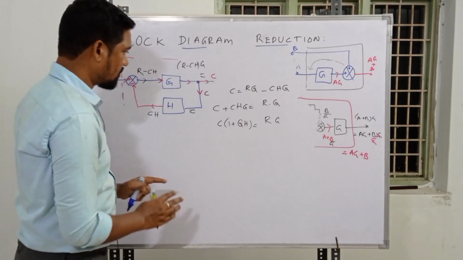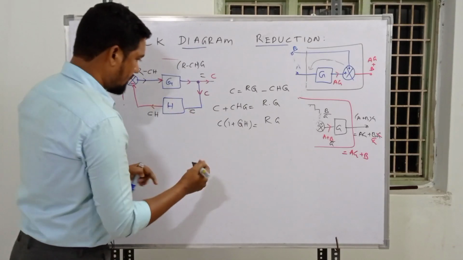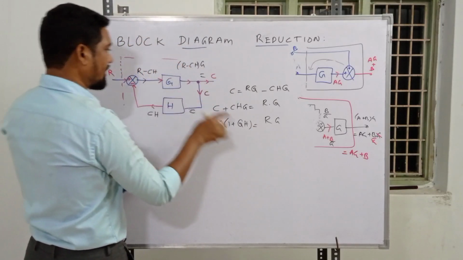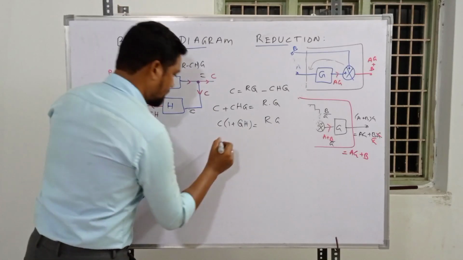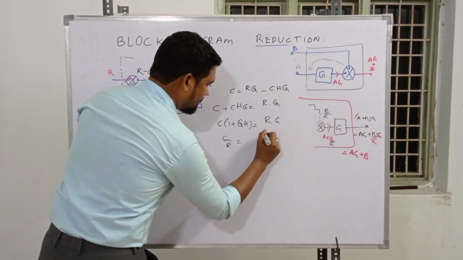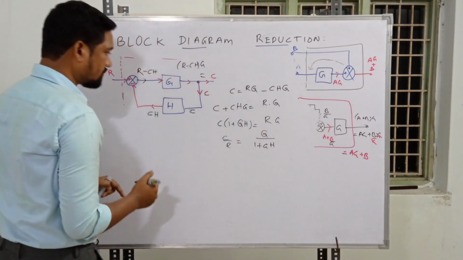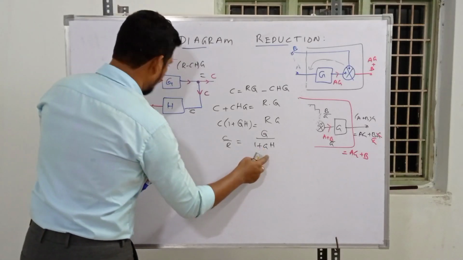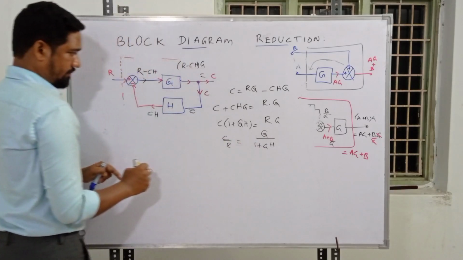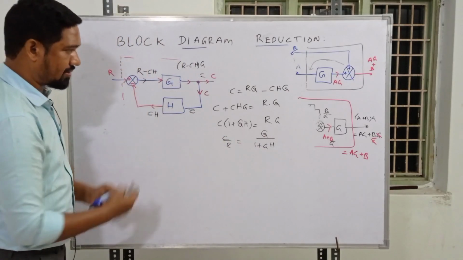So guys, we are in search of a valid ratio, that is output by input. Our output is C and input is R, which is the transfer function. So what is that? C by R, which is equal to G by 1 plus GH. So guys, we have this 1 plus GH when we have a negative over here. If it's positive, that will be negative. Remember that one. So what should be concluded from this exercise?